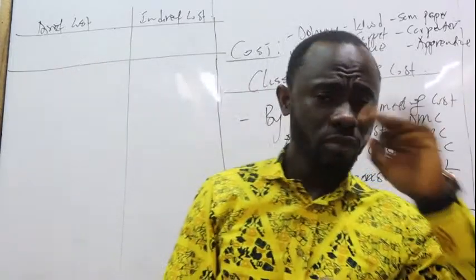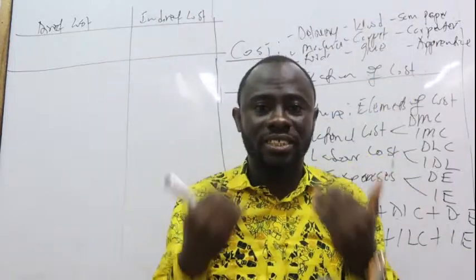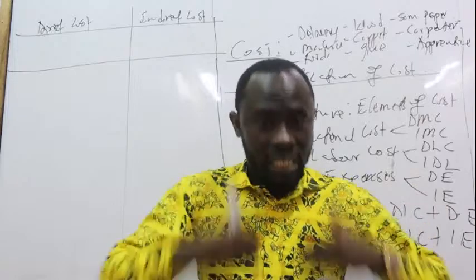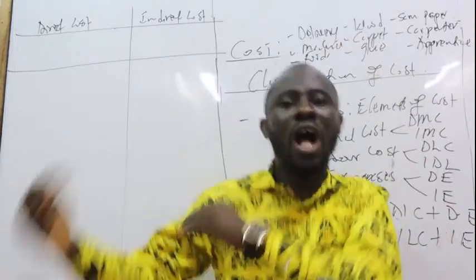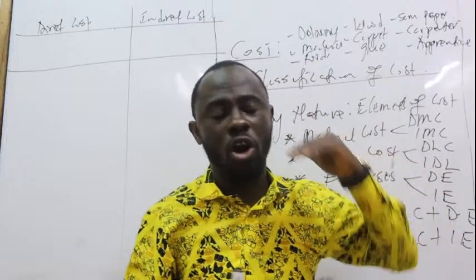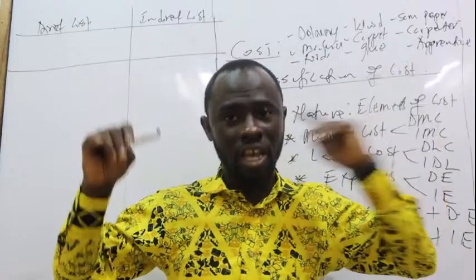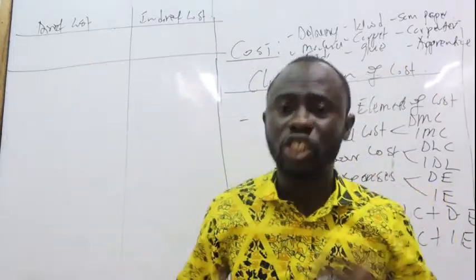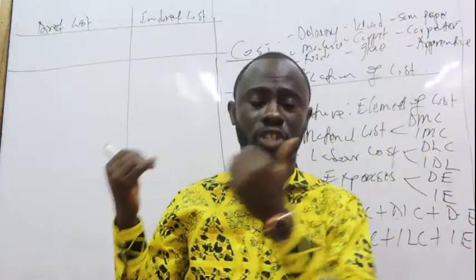Third, we can also say that direct costs form a greater percentage of the total cost, whilst indirect cost covers a less percentage of the total cost. Does it make sense? So with direct costs, because they can be traced, because they can be allocated, they form a greater percentage of what? The total cost we are incurring.